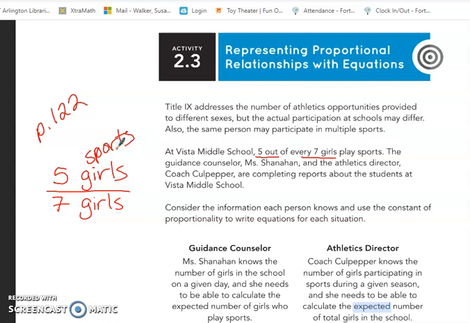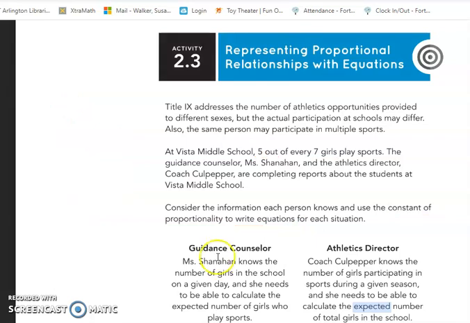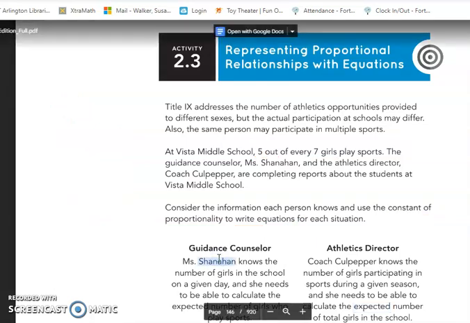The guidance counselor, Ms. Shanahan, and the athletics director, Coach Culpepper, are completing reports about the students at Vista Middle School. So again, we have 7 girls. Out of 7 girls, 5 of those girls play sports, 1 or more sports, okay? Consider the information each person knows and use the constant of proportionality to write equations for each situation, okay? So constant of proportionality.